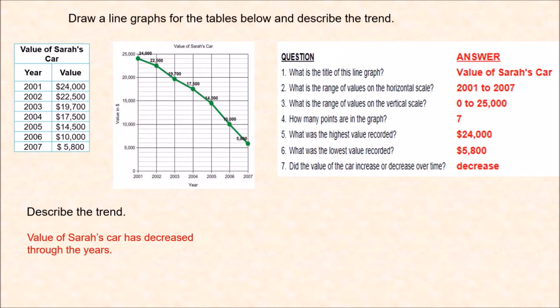How many points are there in the graph? There are 7 values, so there should be 7 points. The highest value recorded is $24,000. What is the lowest value recorded? That would be $5,800. And did the value increase or decrease over time? Just looking at the graph, the trend is decreasing. It never increased, so the value of the car is always decreasing.